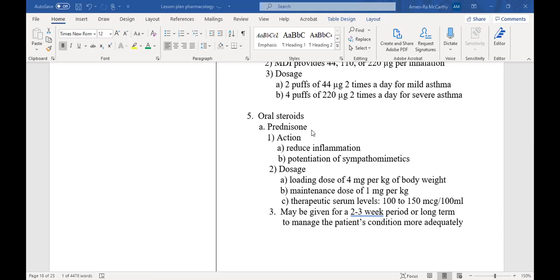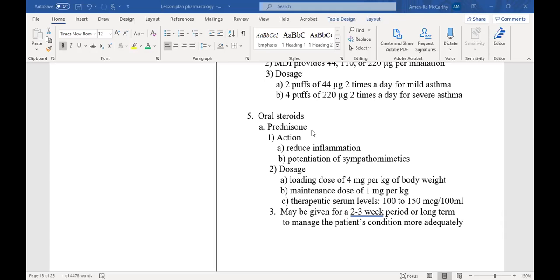We're going to give you a nice amount for the first day. And then, of course, you don't check your blood when you're at home, but it's similar to that. So in the hospital, they give you a loading dose. The loading dose for prednisone is 4 milligrams for every kilogram of body weight. So if somebody weighs, or a dog or something is 20 kilograms, you're going to give them 80 milligrams, right? 20 times 4 is 80.